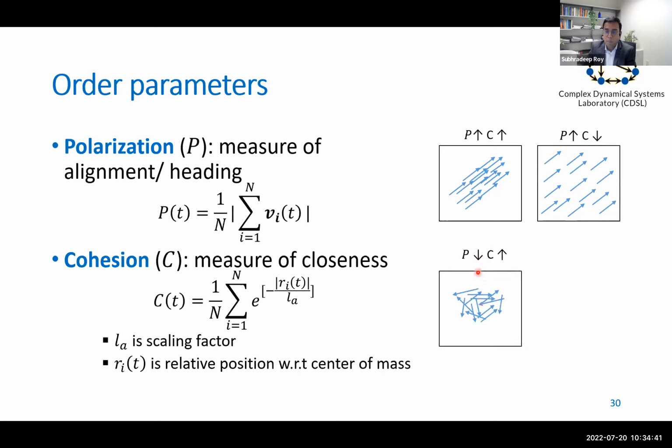This one is with low polarization because they are heading in random directions, but cohesion is high compared to this one because they are closer to each other. And this is an instance where we have both polarization and cohesion at very small values. So hopefully it's now clear how we can measure the group level behaviors.